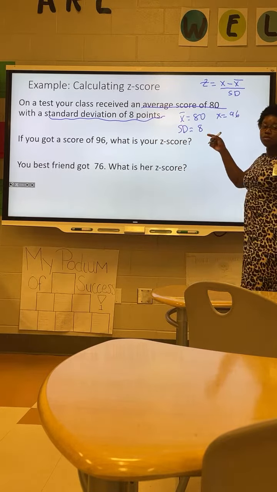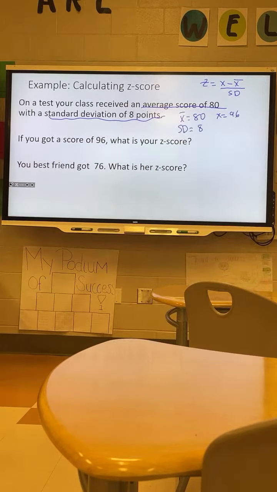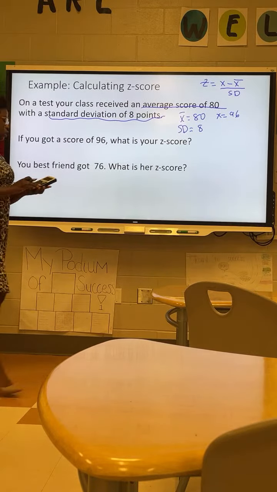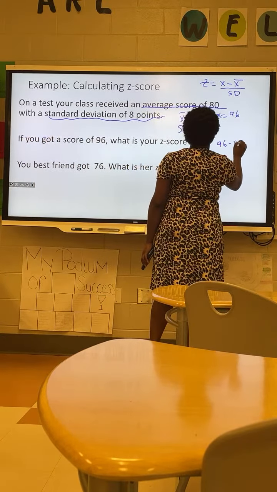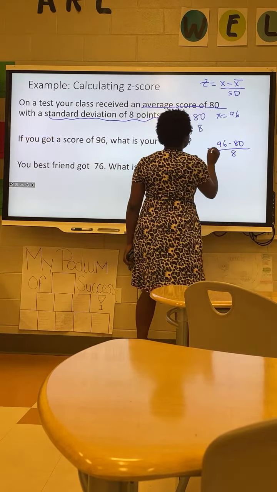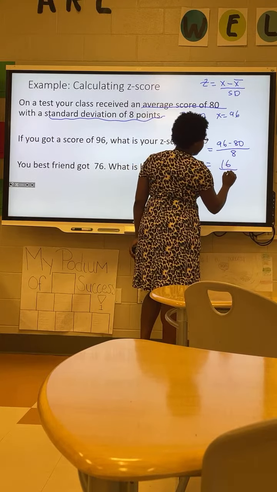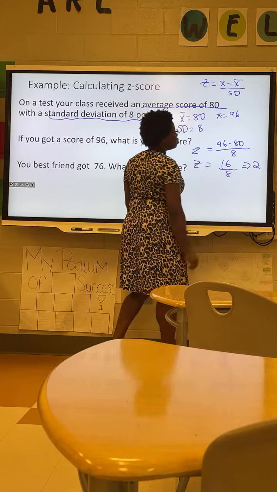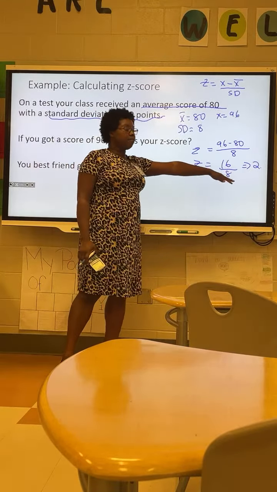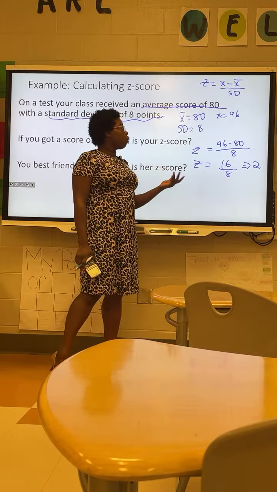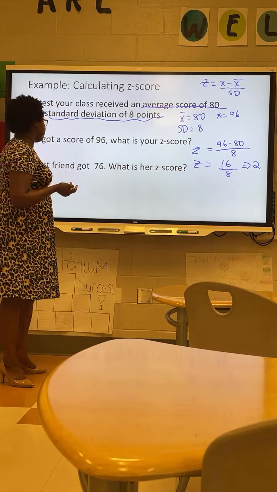Having these 3 data values here, we're going to put them into the z-score formula. So we're going to have 96 minus 80 divided by 8. So z is equal to 16 over 8, which is equal to 2. So this person is performing at 2 standard deviations above the mean with a score of 96. Very soon I'm going to show you what that looks like graphically.